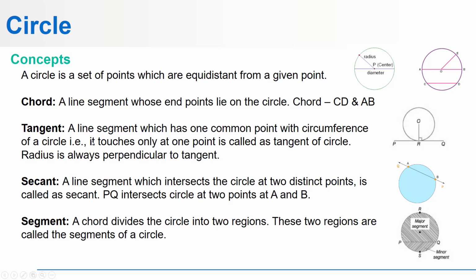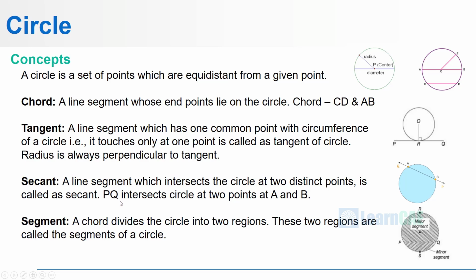Next is tangent. As we know, it is a line segment which has one common point with the circumference of a circle. That is, it touches only at this point. For example, here it touches at the point R and PQ is the tangent. And also this radius OR will be perpendicular to the tangent.